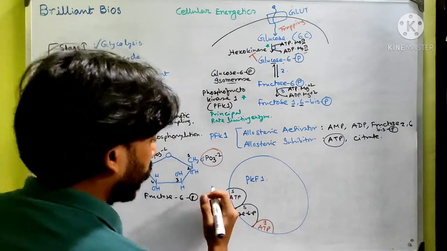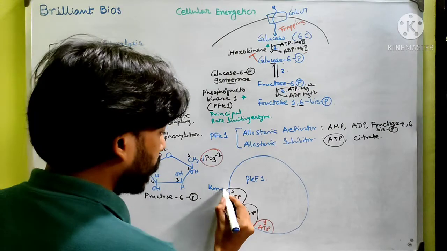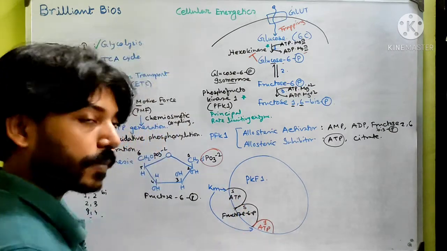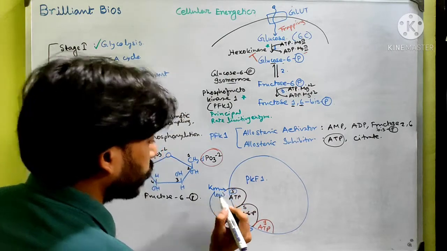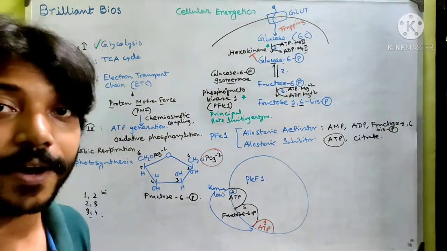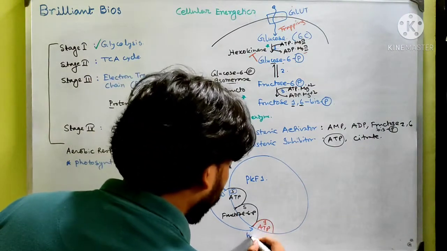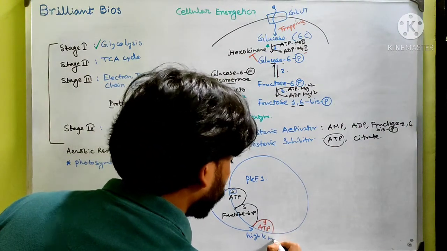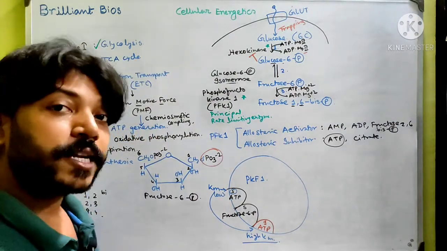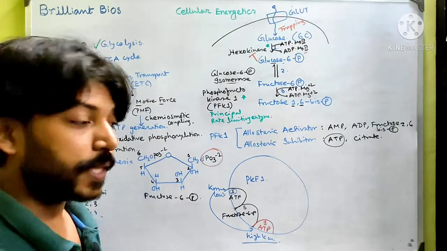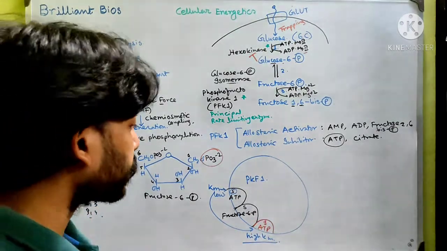The Km value of this binding is different for this site and this site. The Km value of the substrate site is low. That means it has higher ATP affinity, and this site has a high Km value. That means it has lower ATP affinity. That means when the concentration of ATP increases, then ATP can bind to the inhibitory site. Okay, you have to understand this.